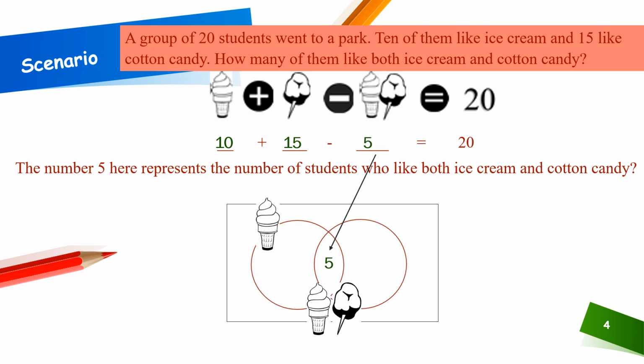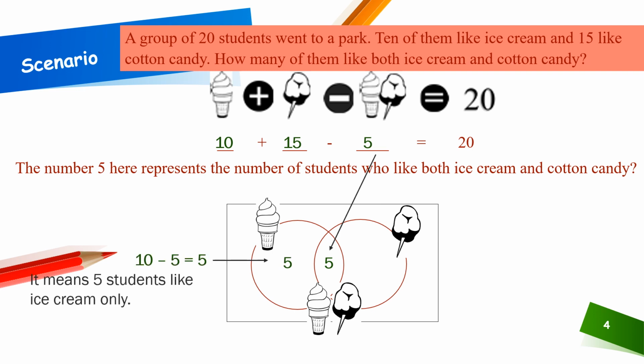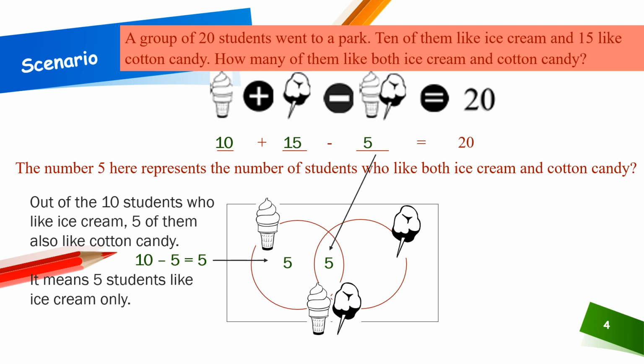The circle on the left represents set I, the group of students who like ice cream. The circle on the right represents set C, the group of students who like cotton candy. Kung ilalagay natin sa Venn diagram ang mga students who like ice cream, ilan na lang ang kulang? Tama! 5 students. These 5 students like ice cream only. That means out of 10 students who like ice cream, 5 of them also like cotton candy.